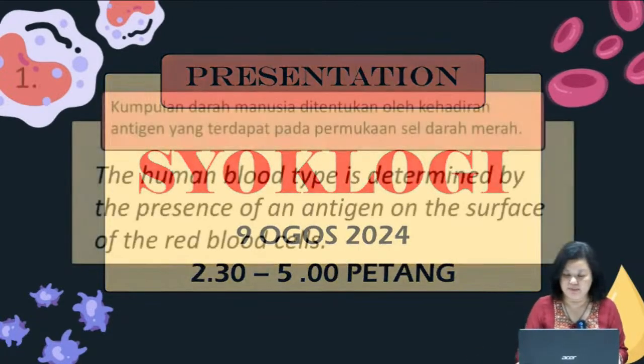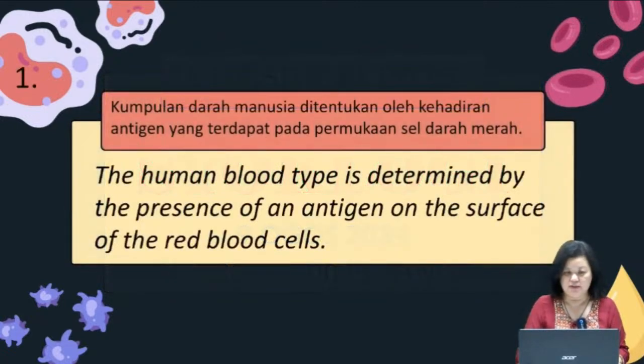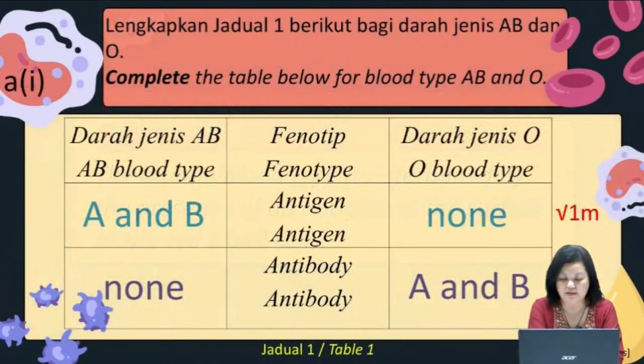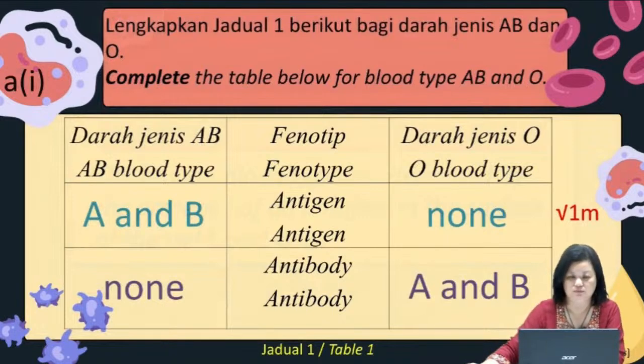Boys and girls, please refer to the worksheet. Question number one. The human blood type is determined by the presence of an antigen on the surface of the red blood cell. Complete the table below for blood type A, B, and O. What is the antigen and antibody in blood group A, B, and O?